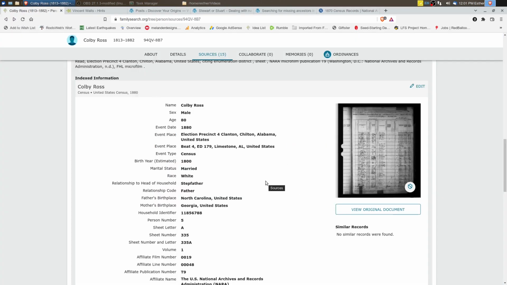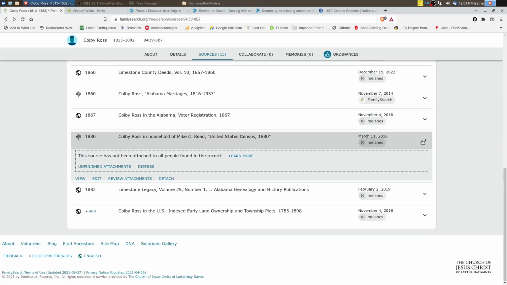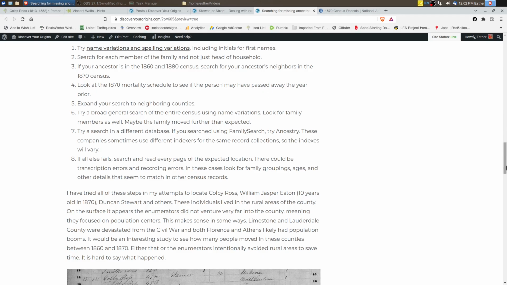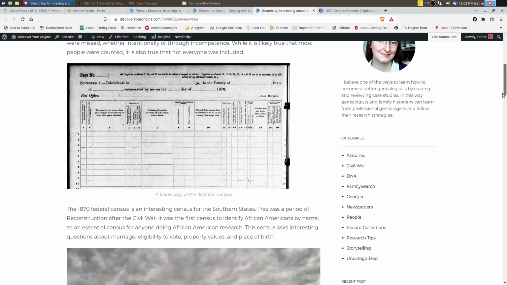I definitely have evidence of people who are missing that should have been there. Colby Ross for sure is one that's missing, as well as some others. So if you are struggling with not finding your ancestor, be sure to read my blog article on searching for missing ancestors in the 1870 census.